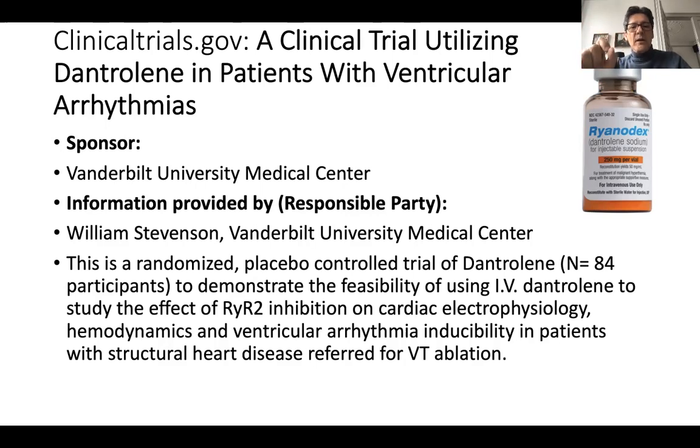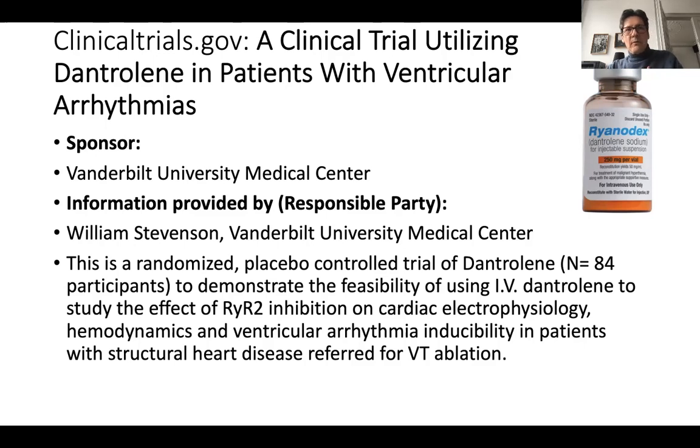What they are doing now is that they have initiated, and it is now listed in clinicaltrials.gov, a clinical trial utilizing dantrolene in patients with ventricular arrhythmias. These are not patients with ARVC. These are, many of them, for what I know, patients with ischemic cardiomyopathy. But what they are testing is the feasibility of using IV dantrolene to study the effects of RYR2 inhibition on cardiac electrophysiology, hemodynamics, and ventricular arrhythmia inducibility in patients with structural heart disease that are referred for VT ablation. So these are patients that obviously are consented for this, in which they are testing before they go in for the VT ablation procedure. They first test the inducibility of the arrhythmias in the presence of dantrolene to see if it has an inhibitory effect on arrhythmia inducibility.